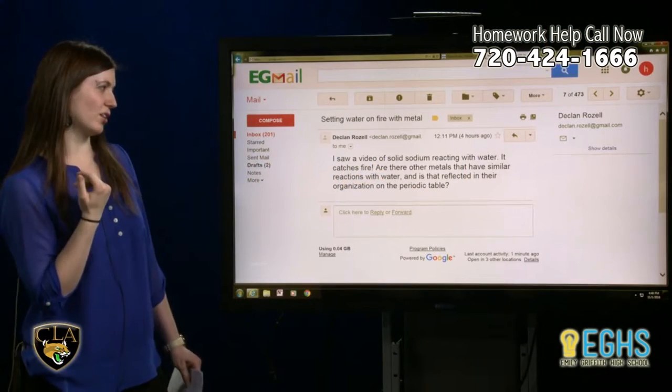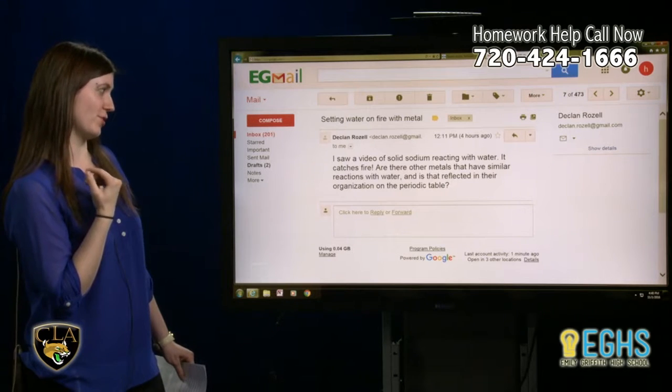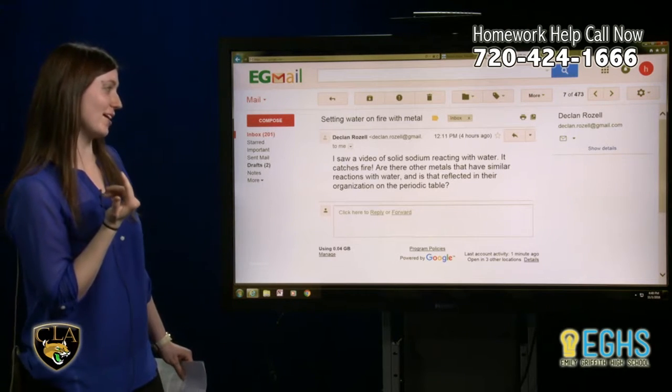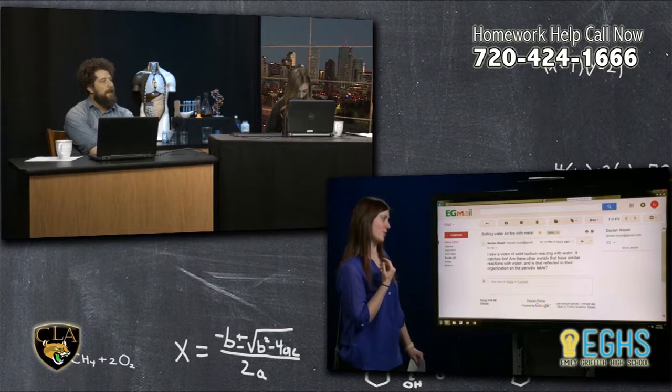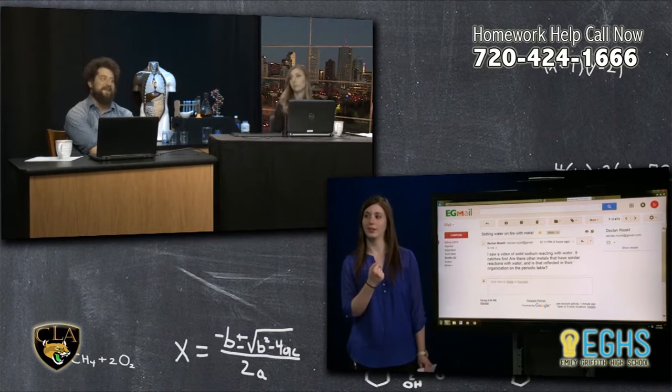I saw a video of solid sodium reacting with water. It catches fire. Are there other metals that have similar reactions with water, and is that reflected in their organization on the periodic table? Yeah, it definitely is. I will talk about that in just a moment.